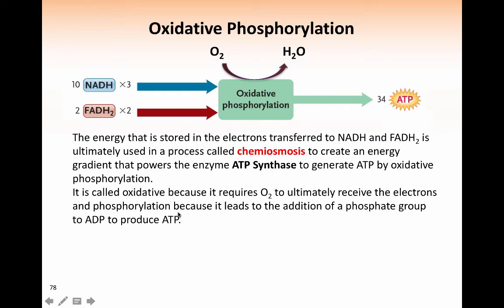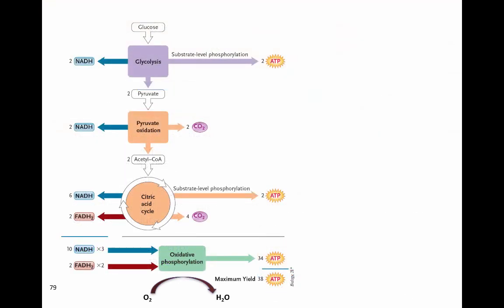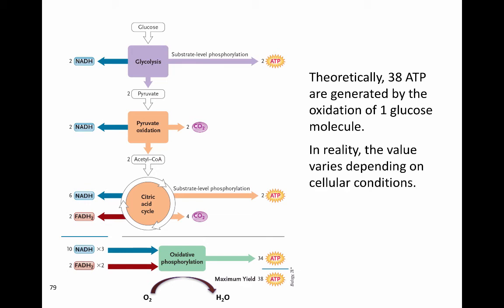And this is the level of detail I want you to know, but remember that this is happening on the inner mitochondrial membrane. If you take a look at figure 5.20, you'll see that some of the processes are very similar to the light reactions that we saw in photosynthesis. I don't really want you to know the details of this diagram, that's why I haven't blown it up any bigger. This is kind of a nice flow diagram to show you the different components, what goes in, what comes out. Theoretically, and under optimal conditions, 38 ATP are generated by oxidation of 1 glucose molecule. But things are not always optimal, so in reality the value will depend on the cellular conditions.